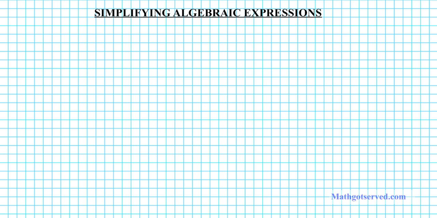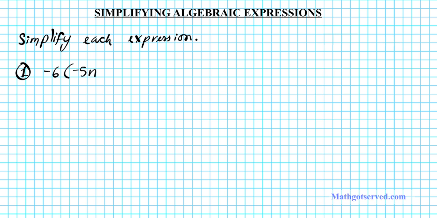In this clip, we're going to be going over how to simplify algebraic expressions. Okay, so let's go ahead and write down the instructions for the examples that we are going to be simplifying. The instructions are for us to simplify each expression. Okay, so the first expression we're going to be simplifying is -6 multiplied by (-5n - 4) - (n + 5).